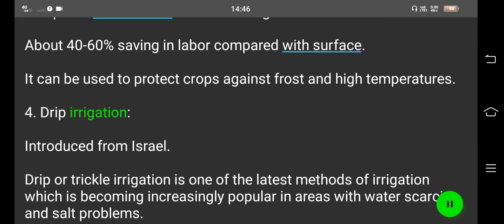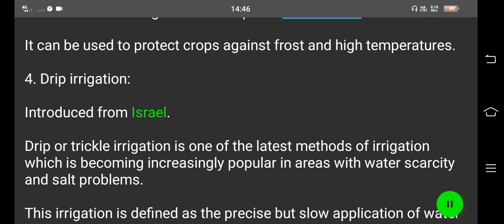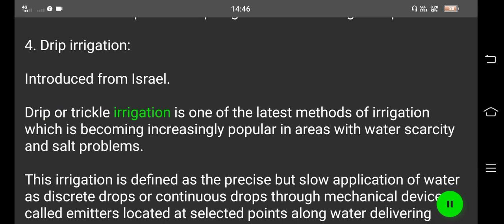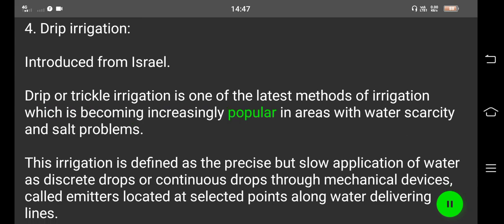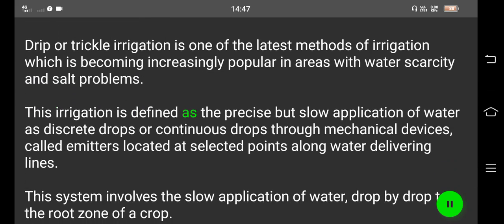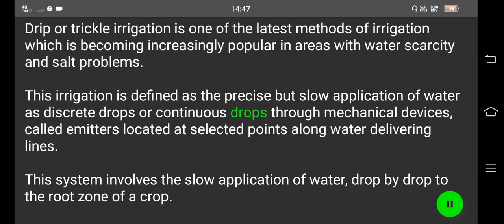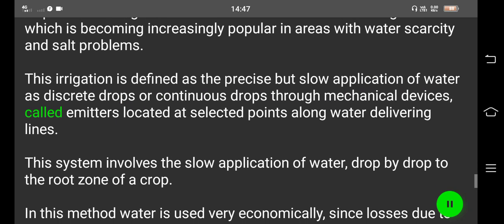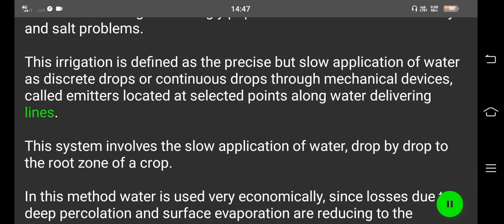4. Drip irrigation. Introduced from Israel. Drip or trickle irrigation is one of the latest methods of irrigation, which is becoming increasingly popular in areas with water scarcity and salt problems. This irrigation is defined as the precise but slow application of water as discrete drops or continuous drops through mechanical devices, called emitters, located at selected points along water delivering lines.